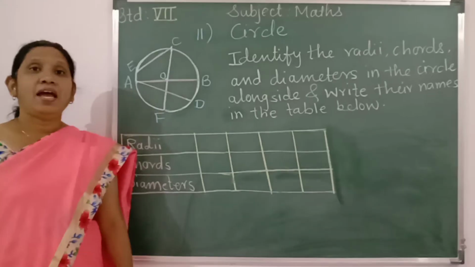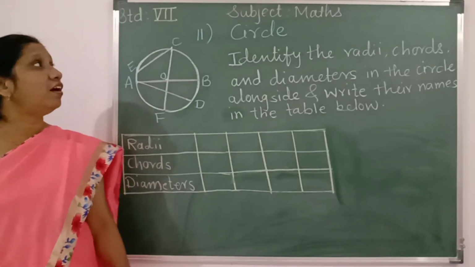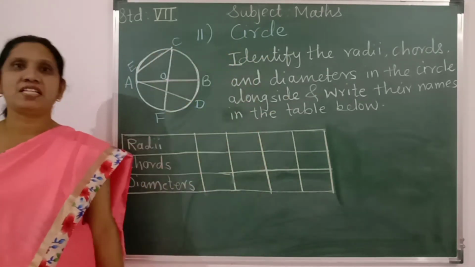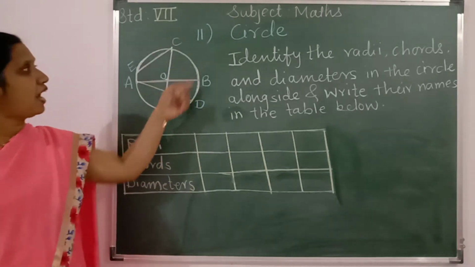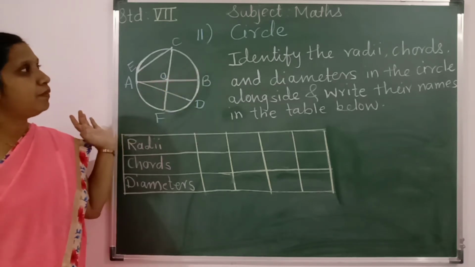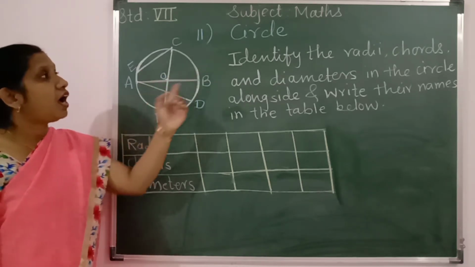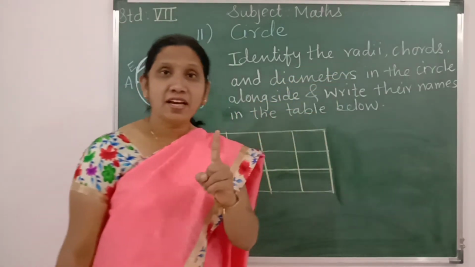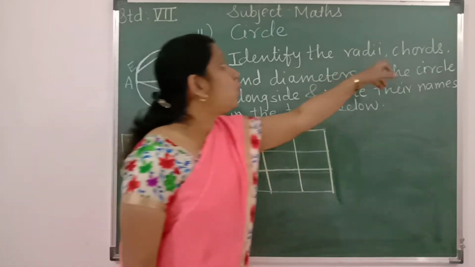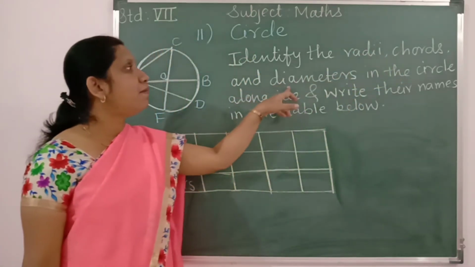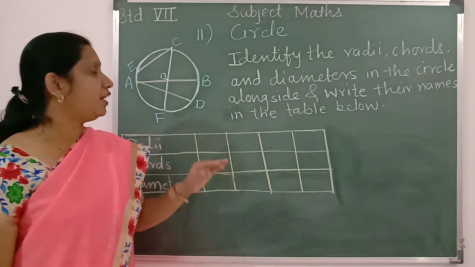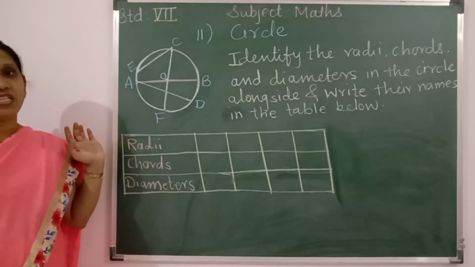Hello students, today we'll learn Standard 7 Subject Maths, Lesson number 11, Circle. Children, have a look at this diagram which is a circle. Now, a question based on it is given. Identify the radii. Single is radius and if many are there, they are known as radii. Chords and diameters in the circle alongside, and we have to write their names in this table which is given.